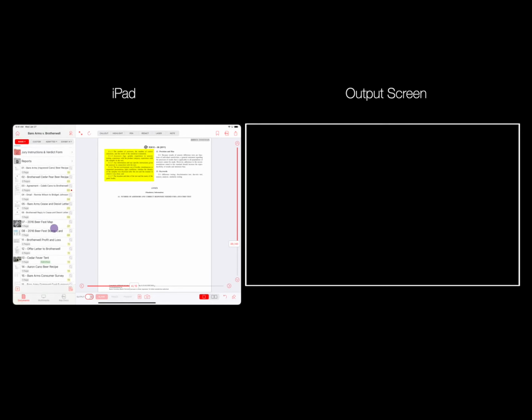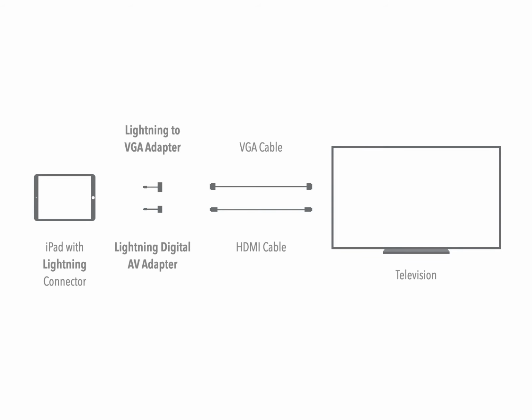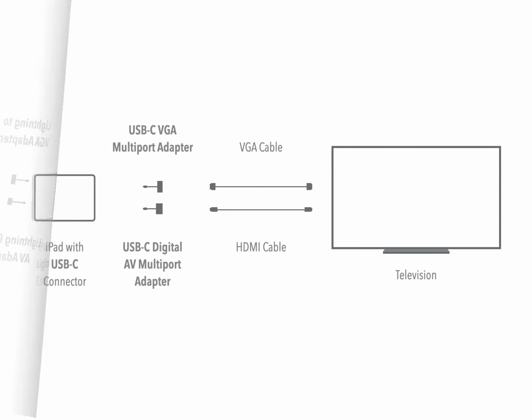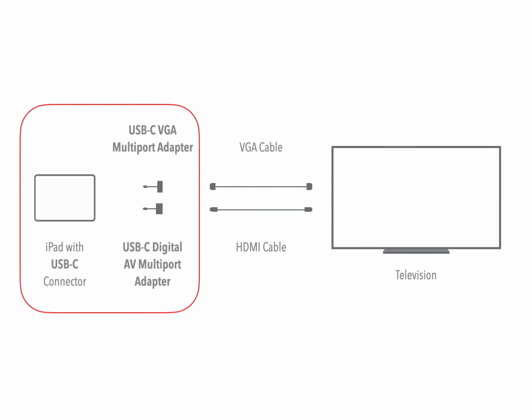When you are ready to present your evidence, connect your iPad to a projector or television using Apple's VGA adapter and a VGA cable, or HDMI adapter and HDMI cable. The appropriate adapter for your iPad will depend on whether it has a Lightning port for older iPad models or a USB-C port for the newer iPad Pro models. Many courtrooms and conference rooms have tabletop HDMI inputs built in, making TrialPad an easy and mobile presentation option in any setting.